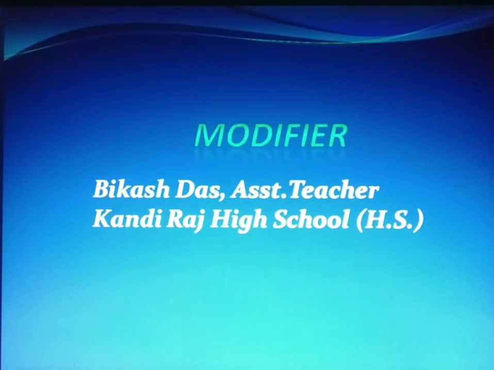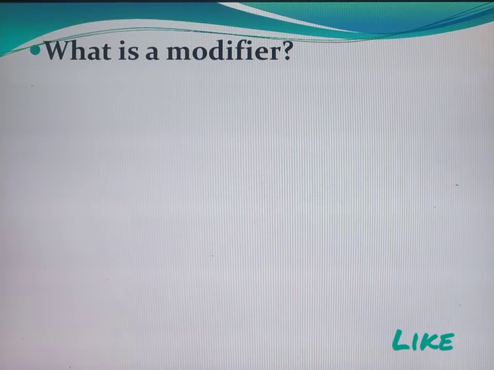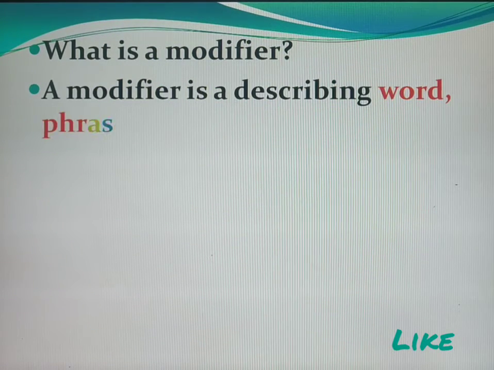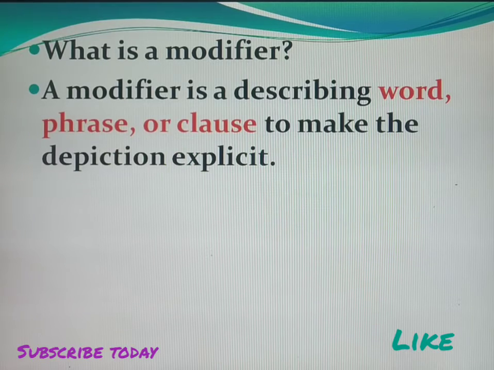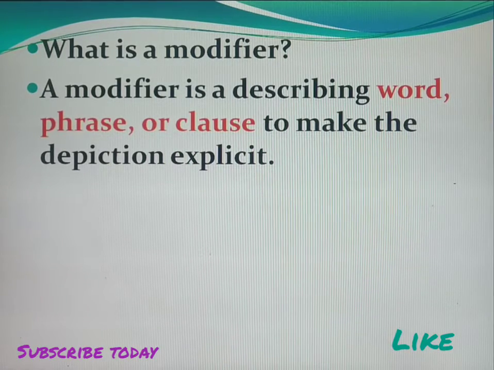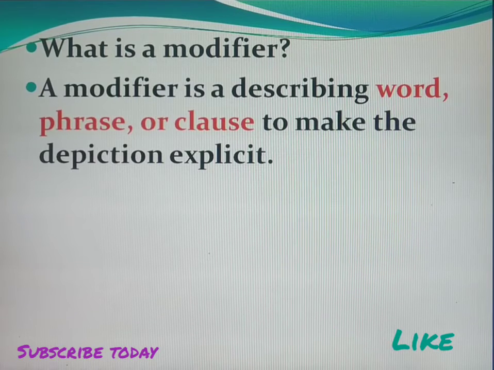In this video lesson, I am going to teach you about modifier, its nature and its usage. Now, we must go to the definition. What is a modifier? A modifier is a describing word, phrase or clause to make the definition explicit. So, we just use the modifier to extend the meaning of something, especially noun, verb or pronoun. We want to extend the meaning of those words. So we use modifier.